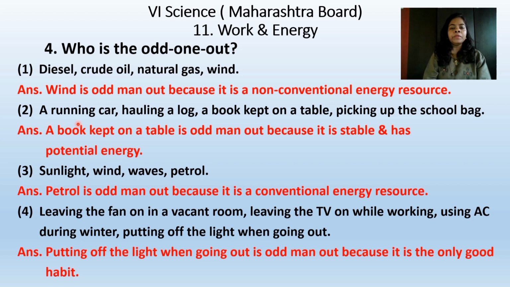A running car, hauling a log, hauling means pulling, children, a book kept on a table, picking up the school bag. Which is the odd man out of these four? A book kept on a table is odd man out because it is stable and has potential energy. Running car is moving, it is having kinetic energy. Hauling a log, you are pulling a log, there also the log is moving. Picking up the school bag, you are picking up, there also some action is taking place, but the book is stable, there is no movement, no action in this case.